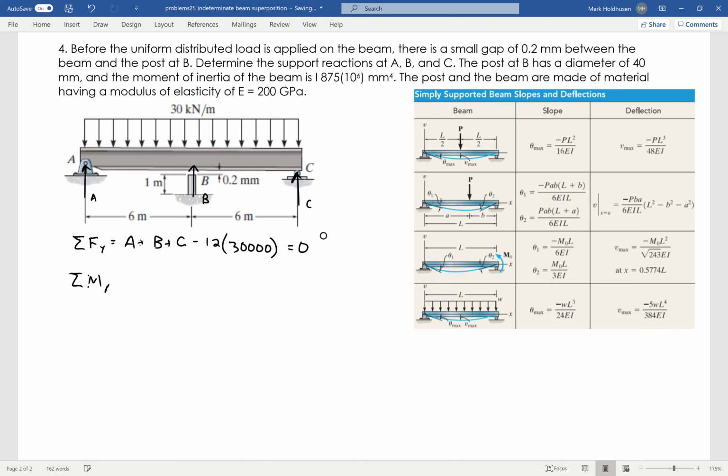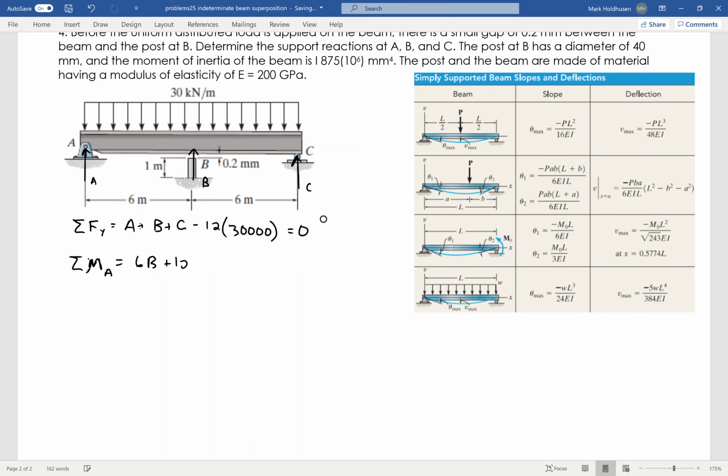Okay? And then I'm going to sum the moments about point A. So I have 6 times B, and I'll have 12 times C, and then I'll have negative 6 times 12 times 30,000. And we'll go ahead and leave that like this for now. Okay, 2 equations, 3 unknowns. I've got A, B, and C that I need to figure out.